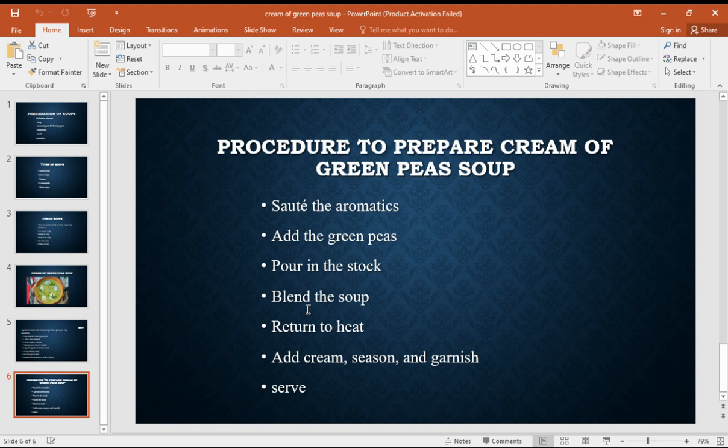The next procedure is to pour in the broth, that is the stock. We have said you can add vegetable or chicken stock. Then you bring that mixture to a boil. You reduce the heat to simmer. We have looked at simmering. We have said what is simmering. Allow the mixture, now that is the mixture of green peas and the aromatics, to simmer for about 10 to 15 minutes, or until the green peas are cooked.